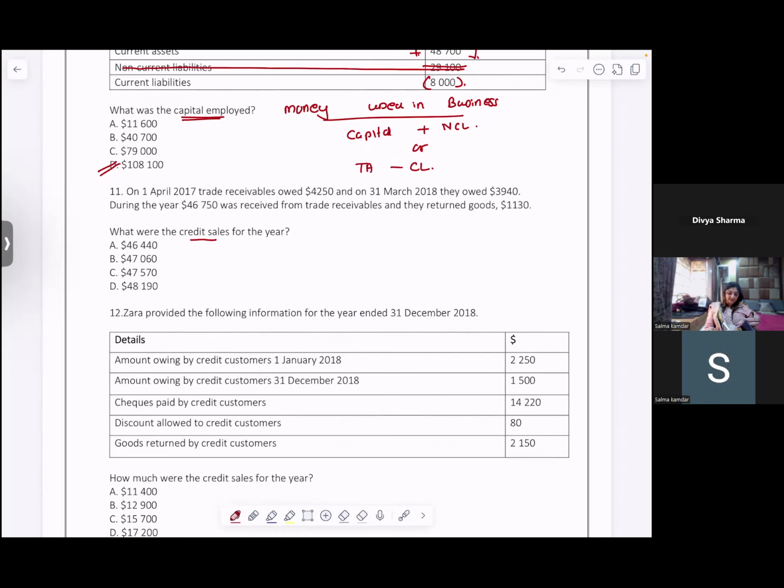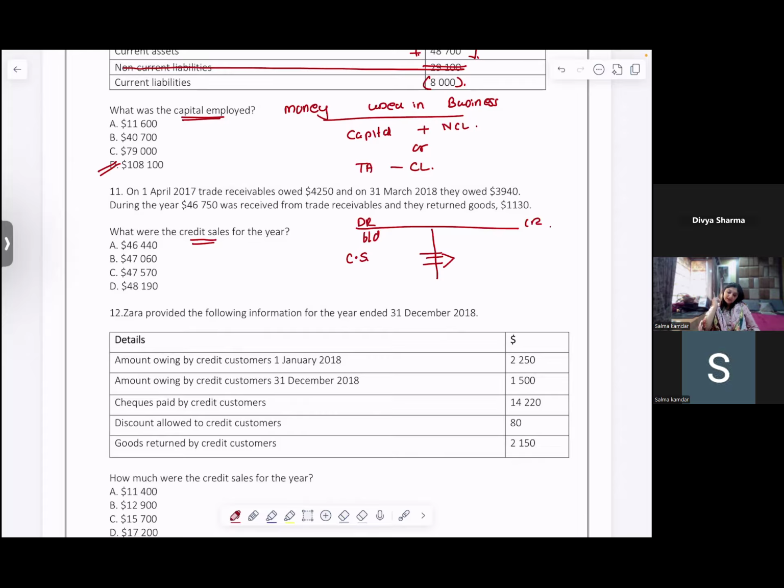Yes. What are they asking to find? Your credit sales for the year. So to find out the credit sales, which account will I make? SLCA. SLCA normal balance is debit. Below that, it's your credit sales. Everything else will come on the credit side.